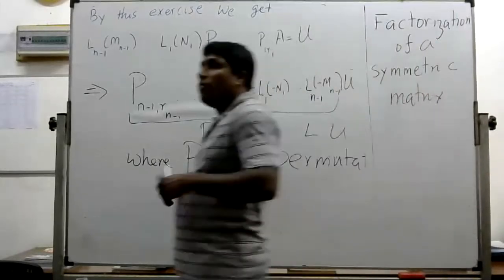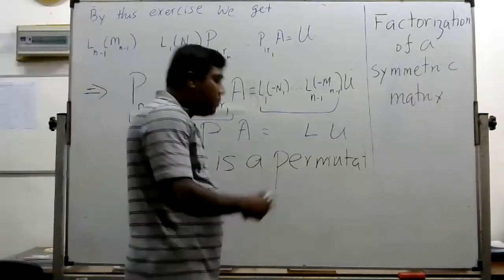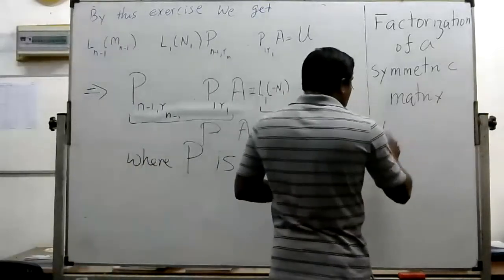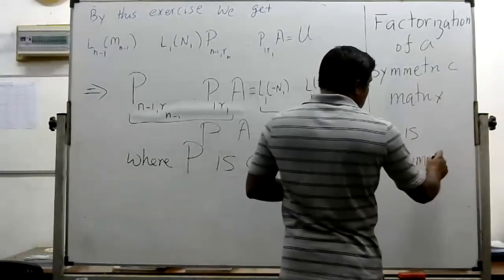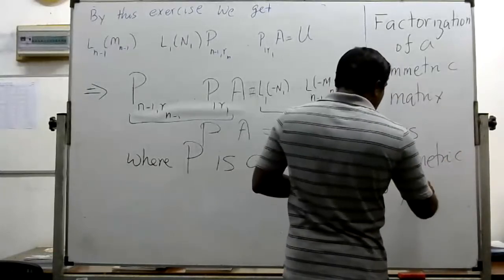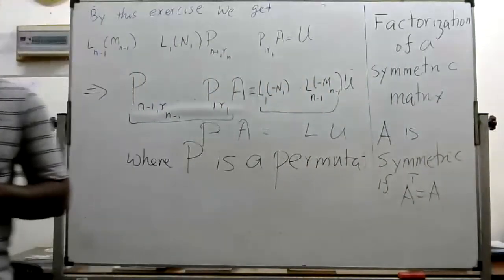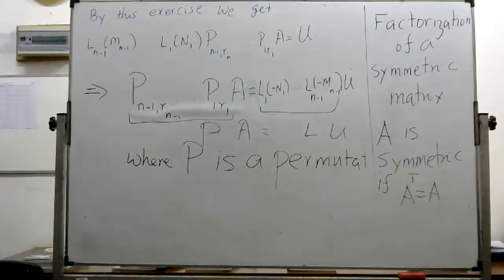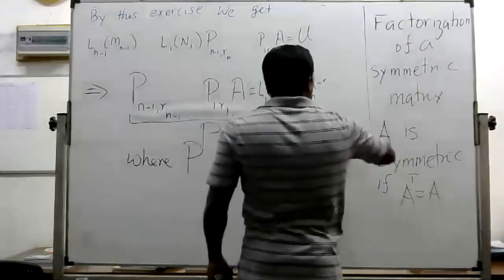Here we are going to talk about factorization of a symmetric matrix. We call a matrix symmetric if A transpose is A. So when you transpose the matrix, you still get the matrix A itself.